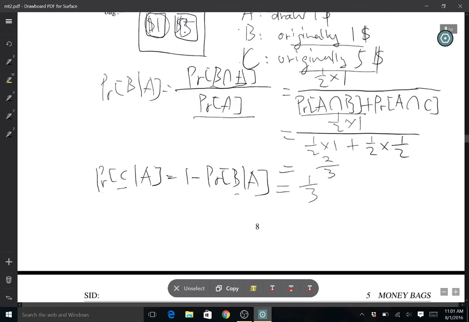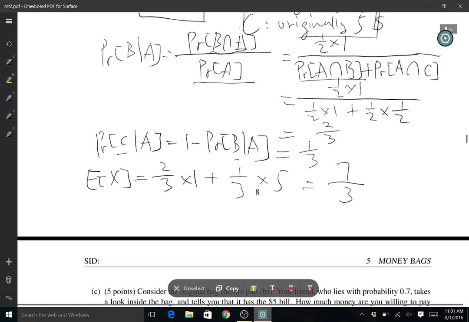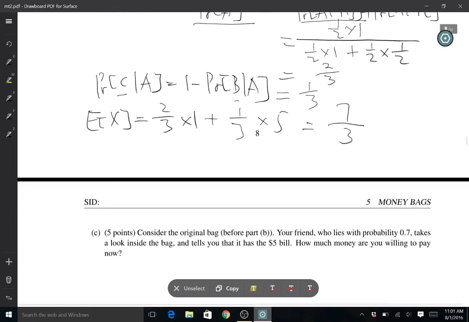Now the expectation of X. There are 2 cases. With 2/3 chance, you will get 1. And with 1/3 chance, you will get 5. So eventually, this is 7/3. So that's the expected amount that you will get from the bag.